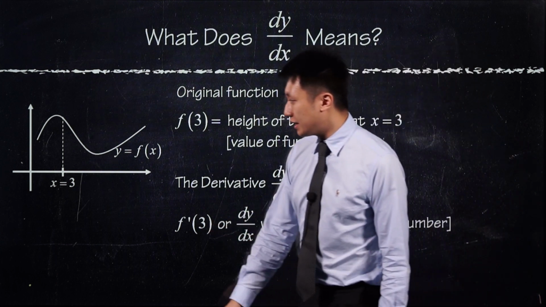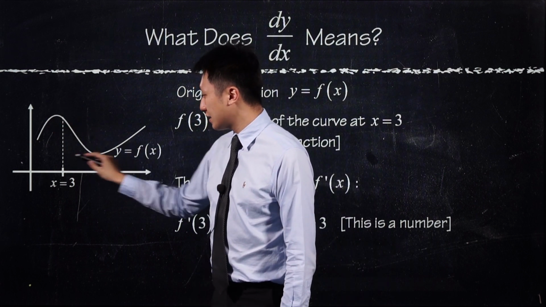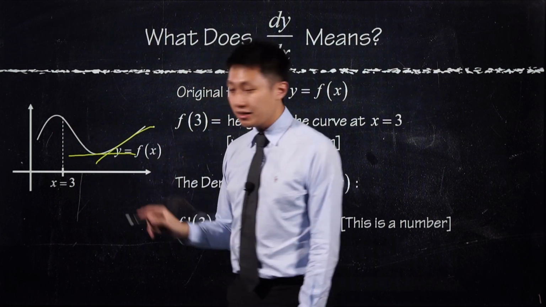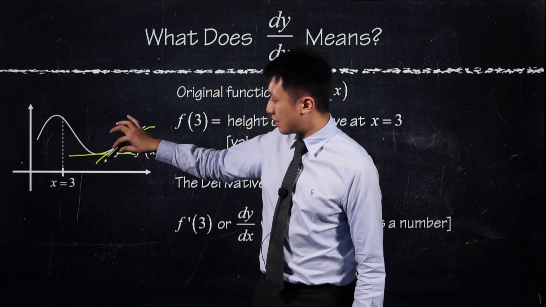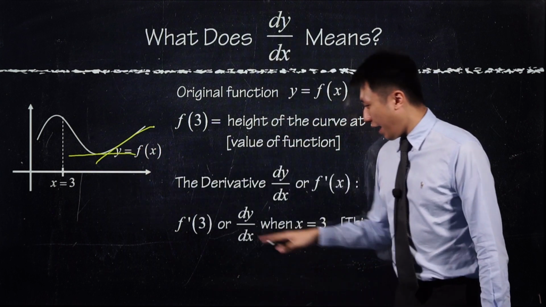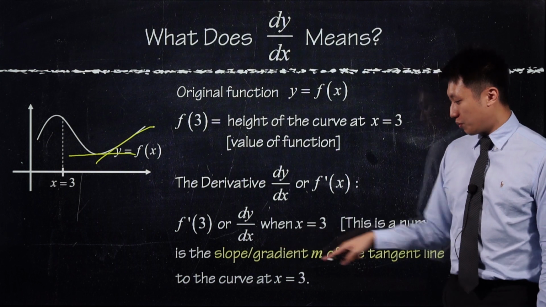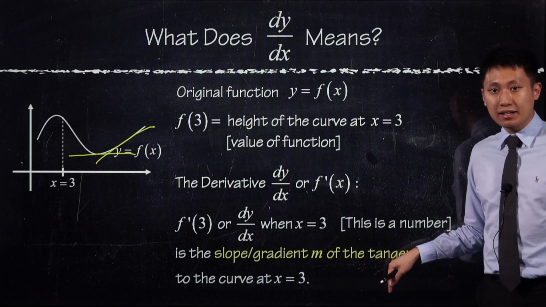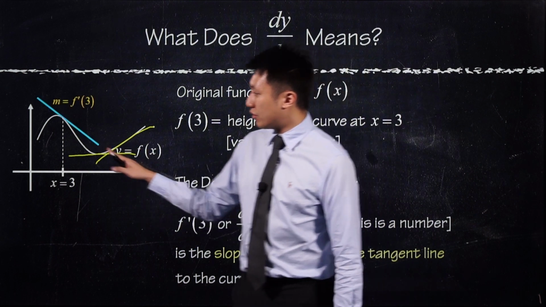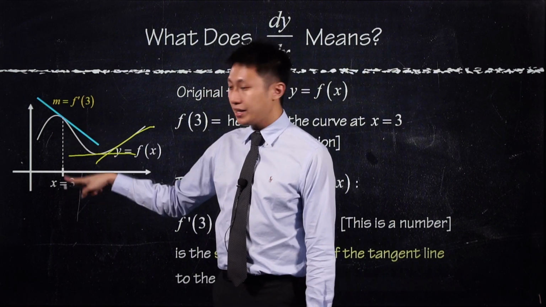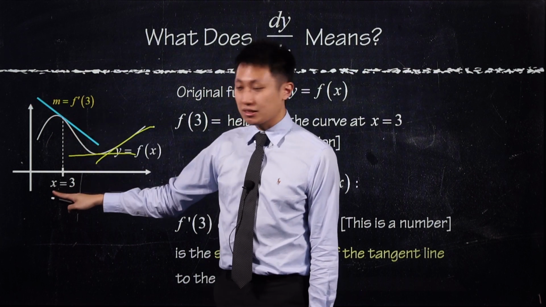So now dy dx at x equals 3, or f prime of 3, what does it mean? Let's say here you have a tangent line. You know what a tangent line is? Okay, so this is a tangent line to this point. So f prime of 3 actually means the slope or gradient of the tangent line at x equals 3. If you drop a tangent line at this 3 here, then this is called the tangent line at x equals 3.